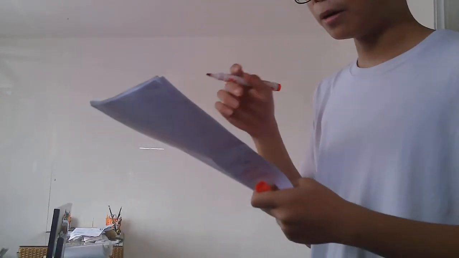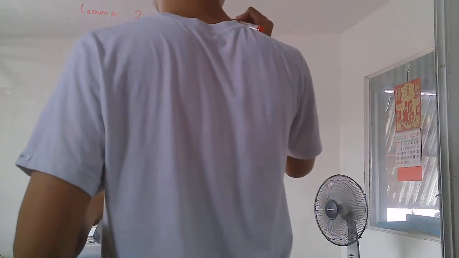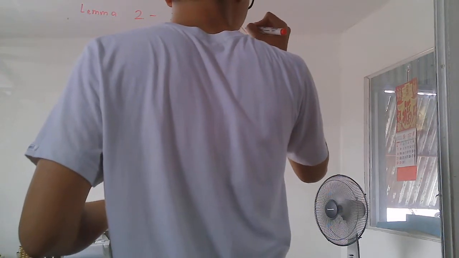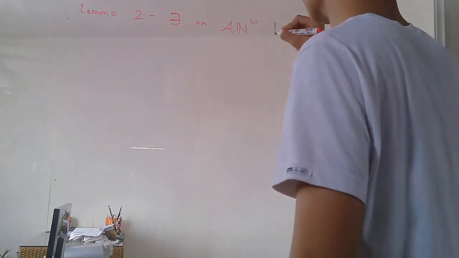So if we have one as a tick, and then two is the second tick, right, and then go to infinity. After infinity, there's another tick, which is basically the next infinity, which is just 1, 2, 3 all over again. So I'll write it down here as a picture. I'll first write down our lemma. Lemma 2: there exists an A_N omega that is well ordered.